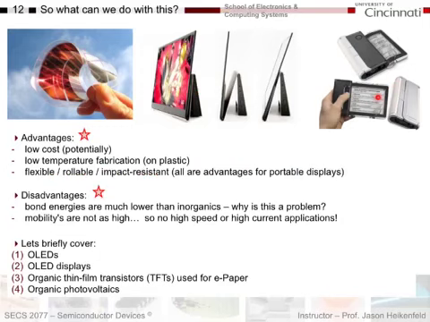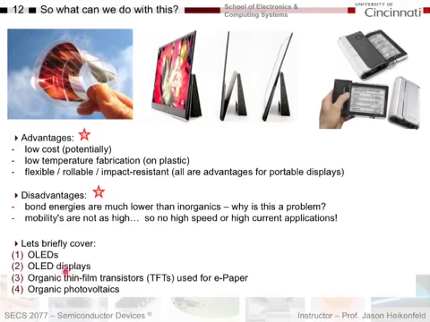Well, what are some of the disadvantages? We talked about this. The bond energies for organics are much lower than for inorganics. And why is this a problem? Sunlight hits the solar cell and can break it down because it can break the bonding energy. You drive a lot of electrical current through an OLED device trying to emit blue light, and it could have enough energy to break the bonds. Chemically, these things can be attacked easily because it's easy for chemicals to attack the bonds as well. Also, the mobilities are not as high, so forget about high speed or high current applications. You're not going to find that with organic semiconductors.